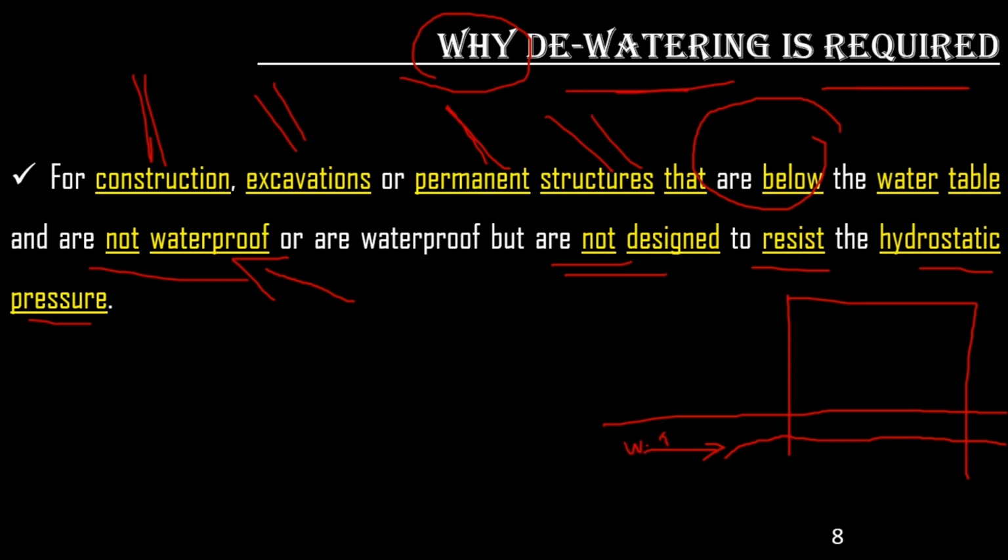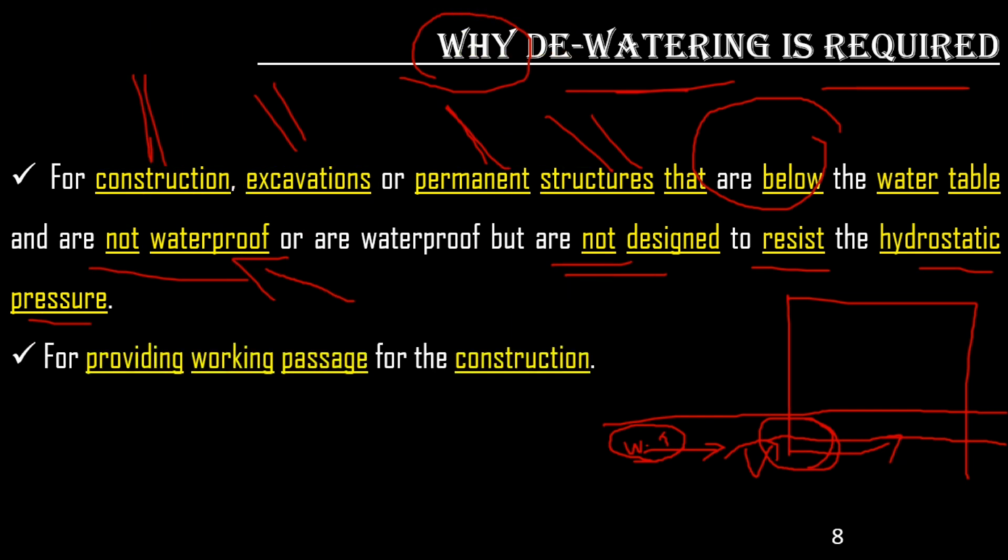So the condition is, if the water table strikes continuously at my foundation, because of that reason I require a dewatering system. Okay, second condition, if my structure is not waterproof and lies under the groundwater table, so the foundation is also continuously in contact with the groundwater, at that time I also require the dewatering system.